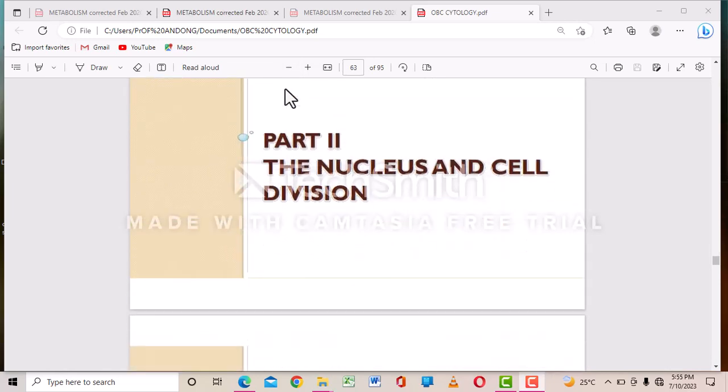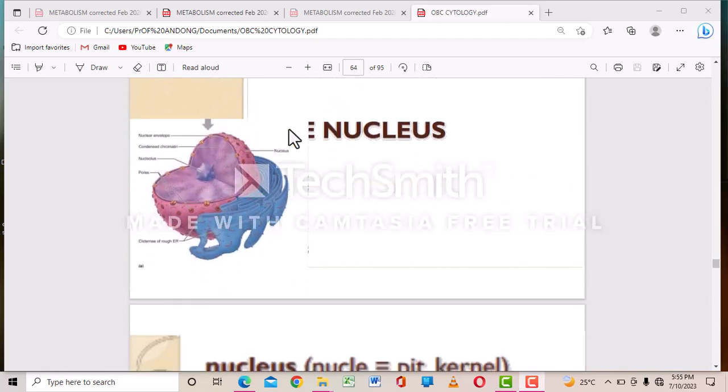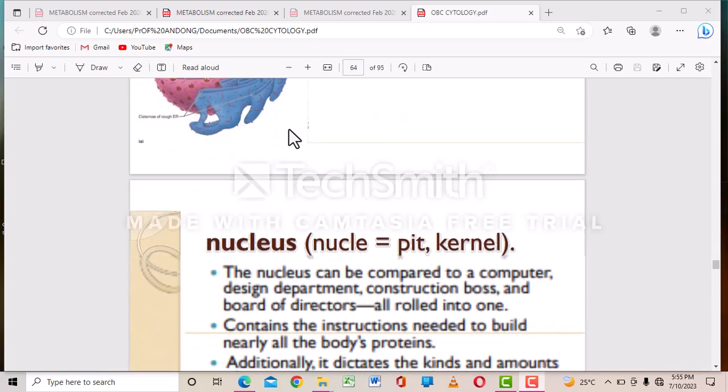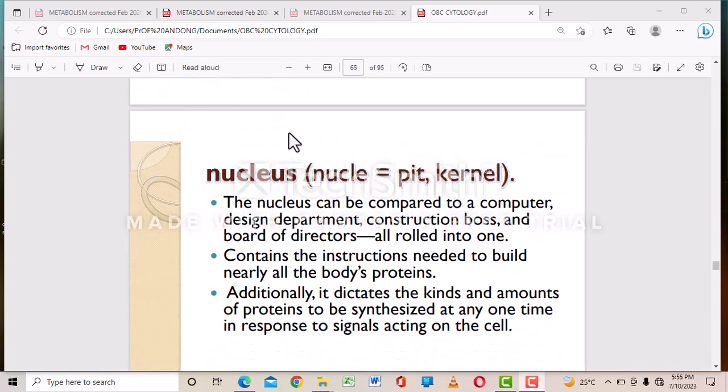Now we are going to go to the next part, that is the nucleus specifically. Now, the nucleus is known by many scientists as the control house of the cell because of the presence of the genetic material that controls protein synthesis.